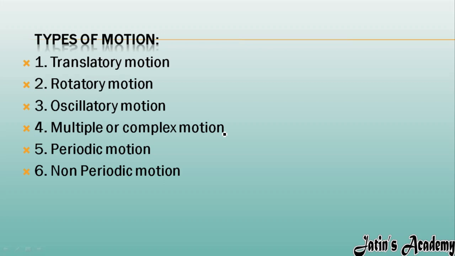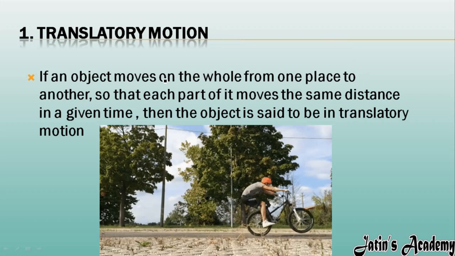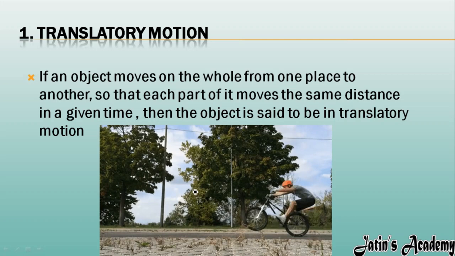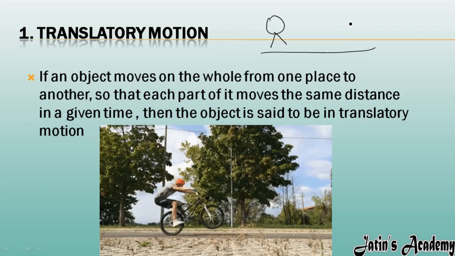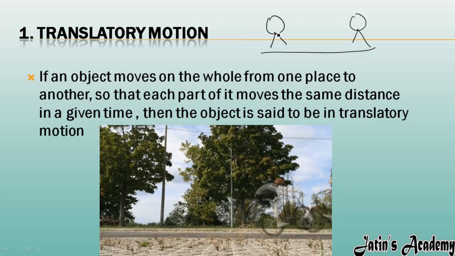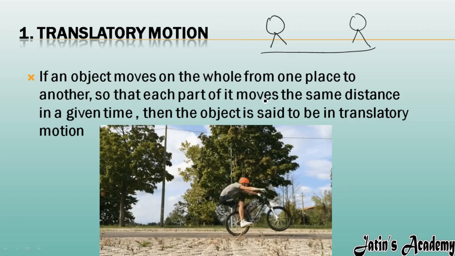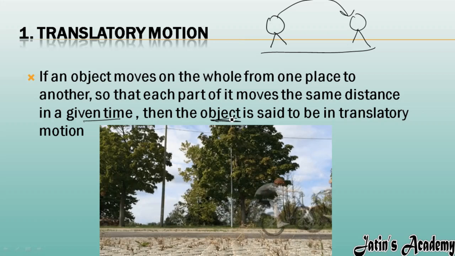So the first type of motion is translatory motion. See carefully, what do you mean by translatory motion? If an object moves as a whole from one place to another, for example, this person is changing his position, means at 5 o'clock he is standing here and at 5:10 he is standing here. So when a person moves as a whole, his full body is moving from one place to another so that each part of it moves the same distance in a given time. Each part of this body moves the same distance in a given time. So that object is said to be in translatory motion.